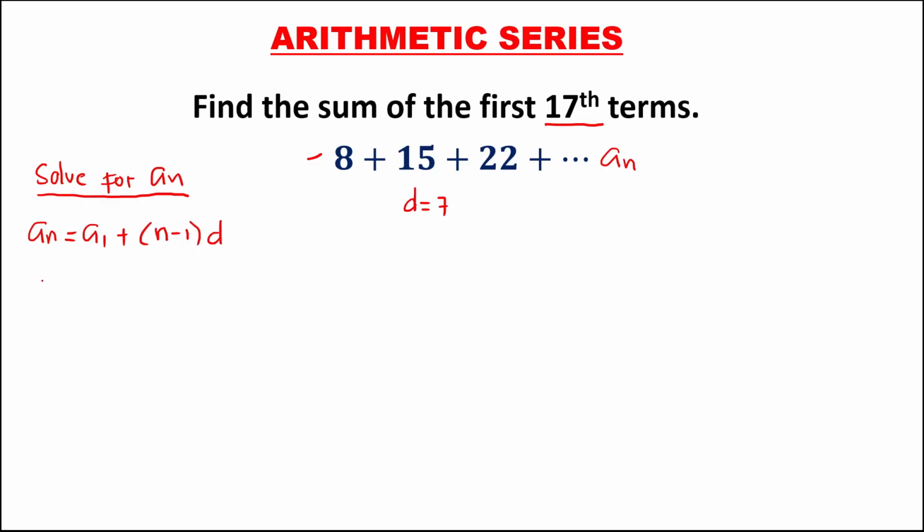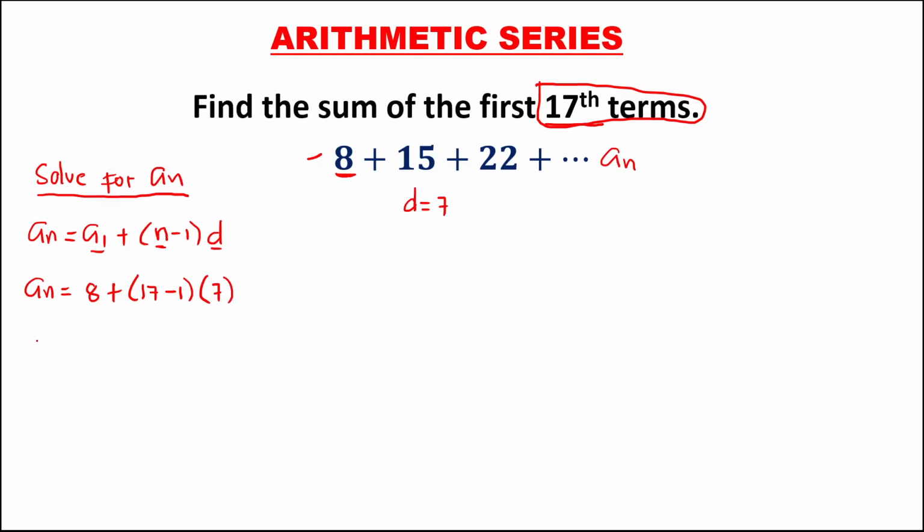So to solve now for the last term, a sub n equals a sub 1, the first term, so we have 8, plus n. Since the first 17 terms, therefore n is equal to 17. Then minus 1 times the common difference, so this one is 7.